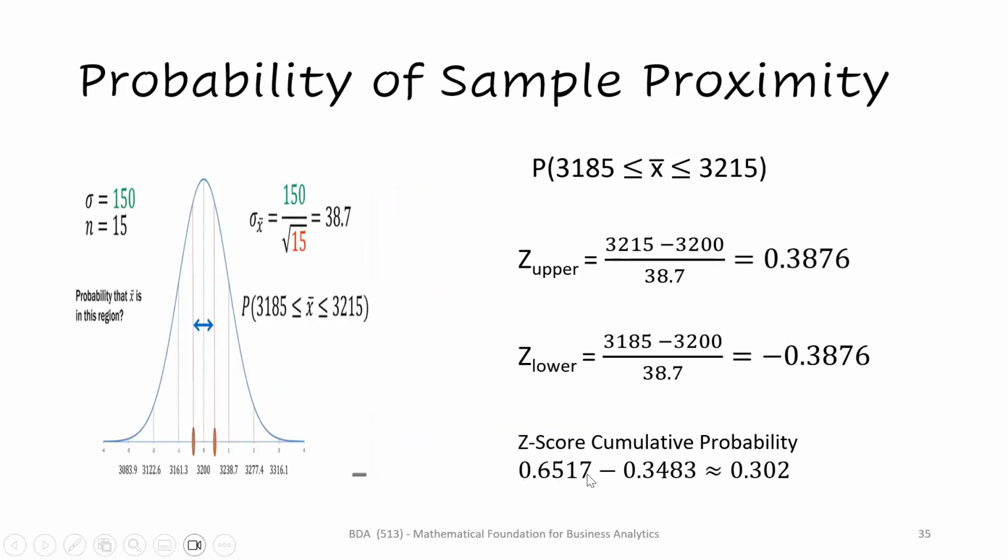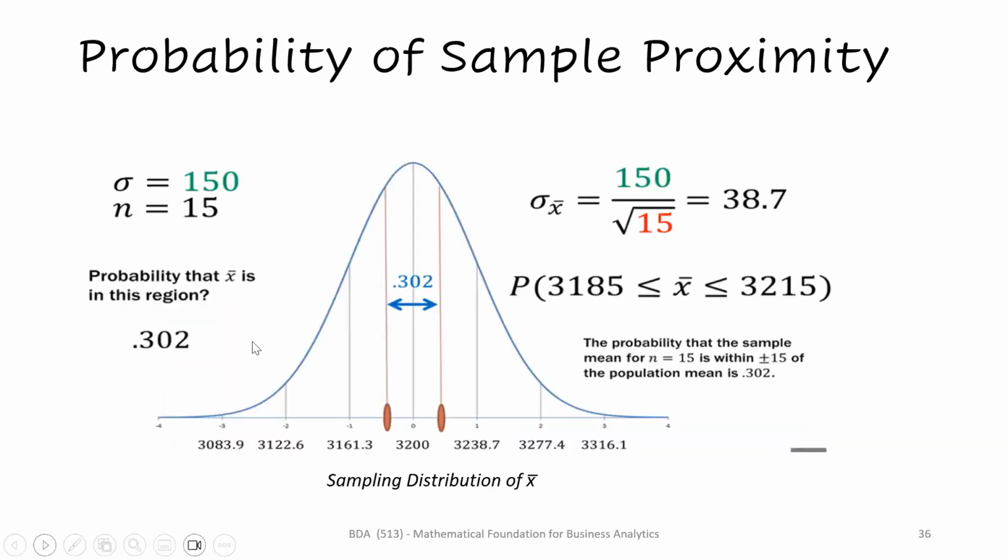0.617, okay, 0.6517, okay, and then the one for the lower is negative 0.3483, isn't it? So you just find the difference, and that gives you the probability of the range between the upper and the lower. Yeah. Thank you. So that's what we have here.